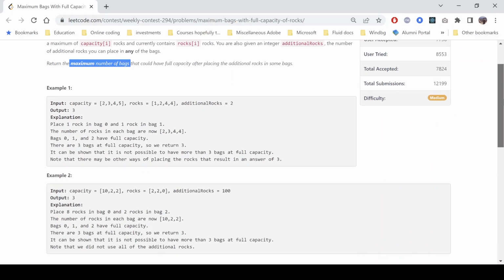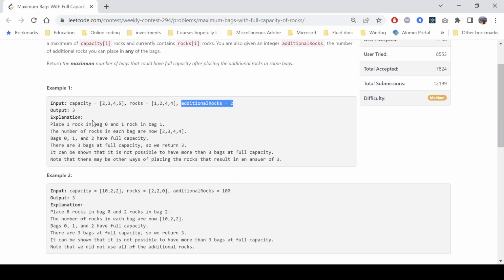So let's try to understand this with the help of an example. This is the capacity array. We have four bags with a capacity of 2, 3, 4, and 5, and the current state of those bags are 1, 2, 4, and 4. That means the first bag has one rock, the second has two, the third and fourth have four rocks each, and we have additional two rocks. So we need to tell how many bags can have full capacity.